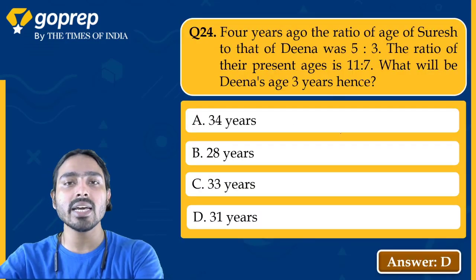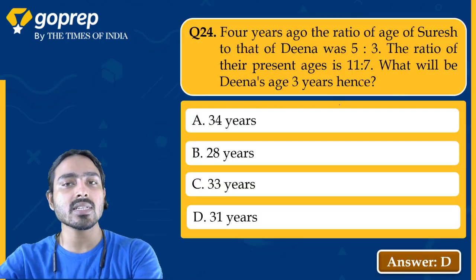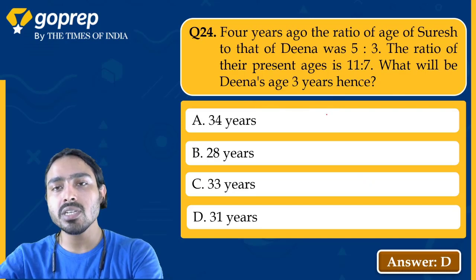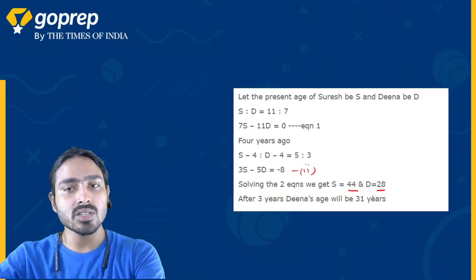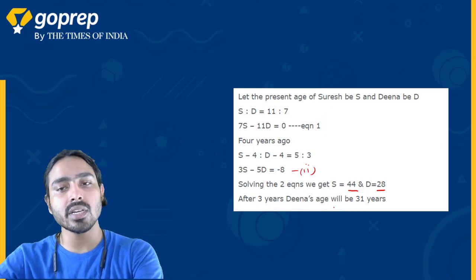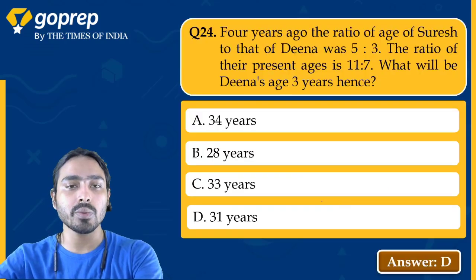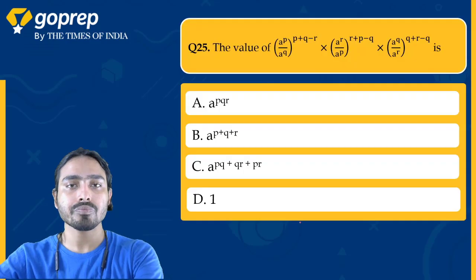But the problem might lie here: what will be Deena's age 3 years hence? So that means you have to find out the age after 3 years, right? And so you have to add 28 plus 3, that will be 31 years, and that is going to be the answer. D is the right answer.